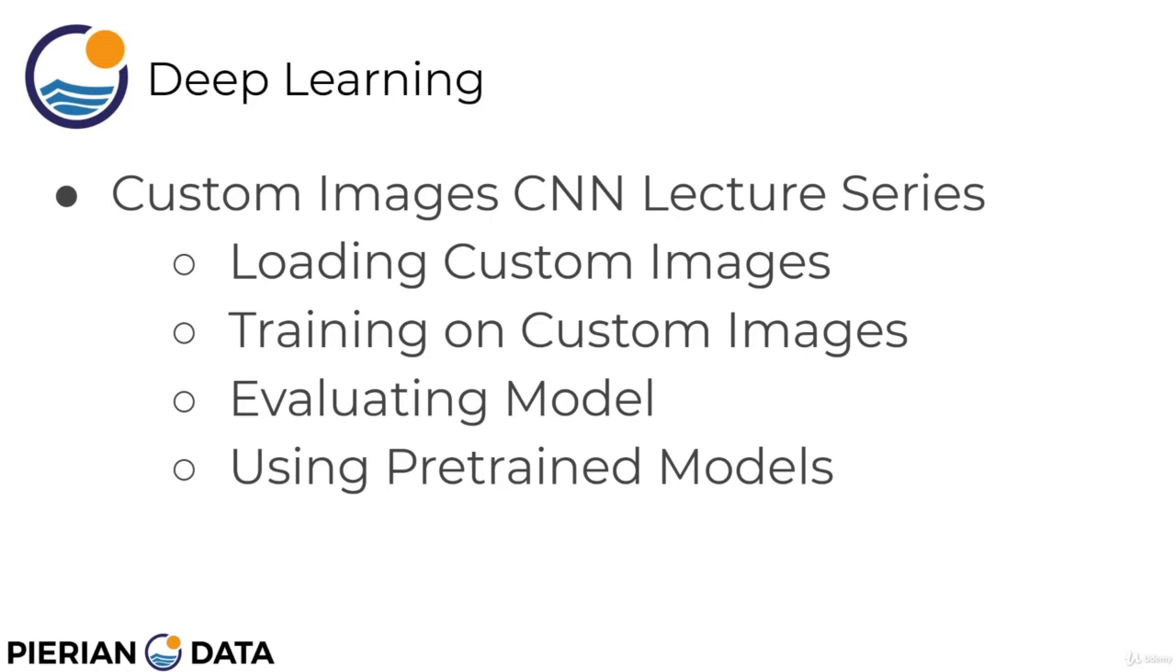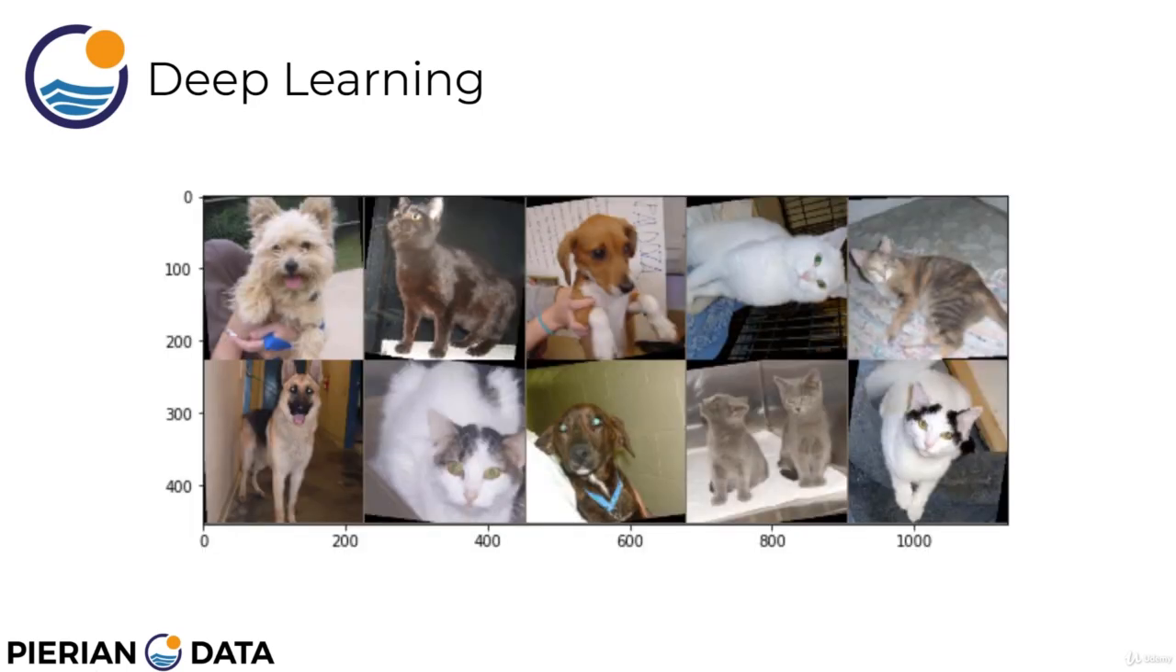And we'll be using a very similar convolutional neural network to what we applied for the CIFAR-10 dataset. And then we'll learn how to evaluate this model. And then after all this, we'll learn how to use pre-trained models. Since training on custom images typically takes a really long time, you can save a lot of time by using pre-trained models. So again, we're going to be working with this image set of cats and dogs.